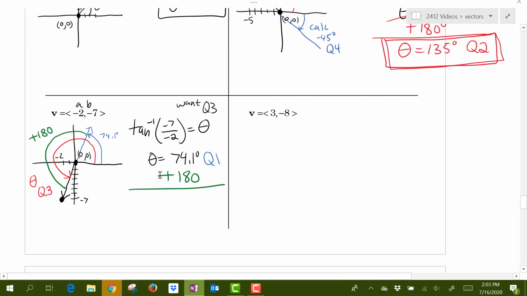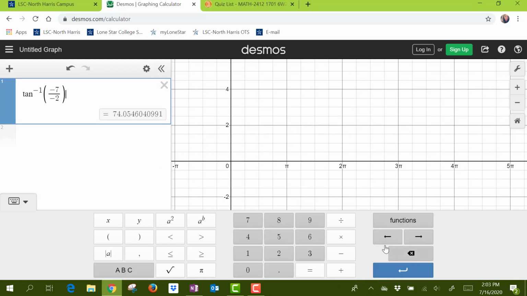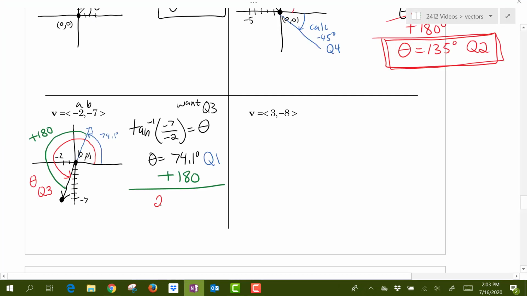We'll go back to our calculator and do that here. And it gives me 254.1 degrees when I round to the nearest 1 decimal place. And that is the quadrant 3 angle that we wanted. Alright, once again, make sure that you don't report 74.1 as a solution. There's only one solution to this problem, and it's that quadrant 3 angle.